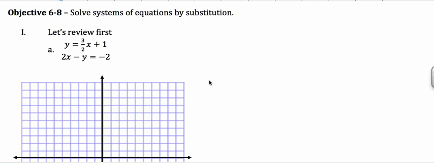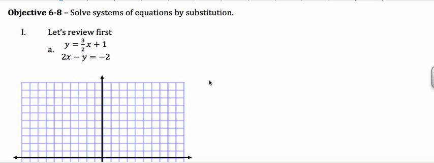Okay. Before we get into this new method that we're going to try called substitution, let's do some review first. So, plot these two graphs, see where they cross, and see if you can find the solution to both equations. Pause and then come back.